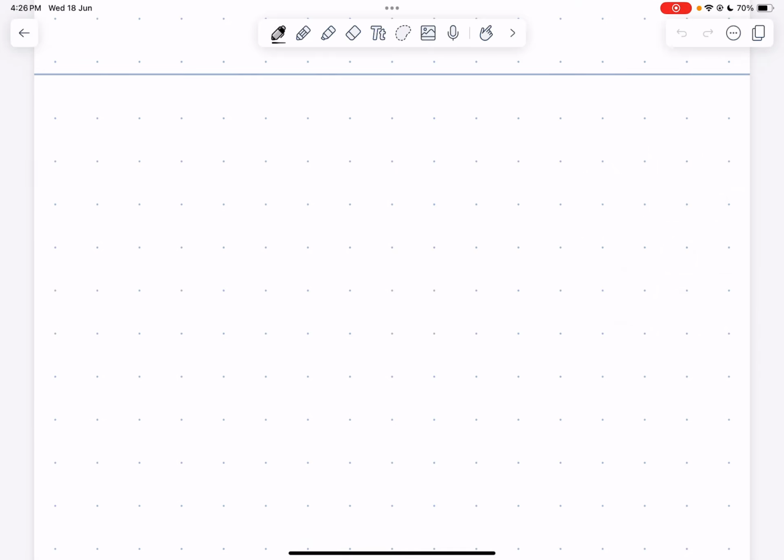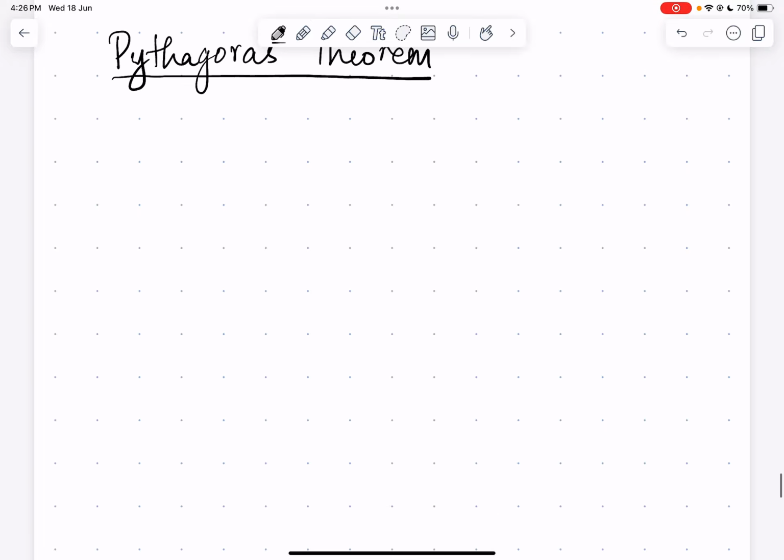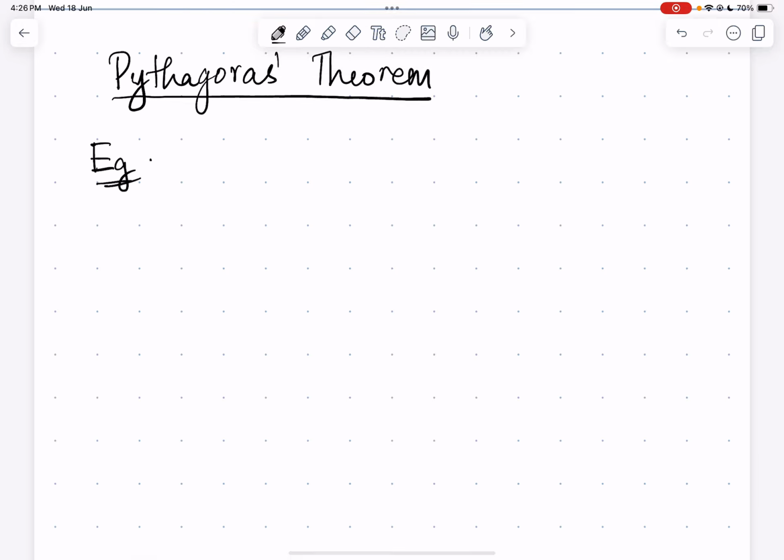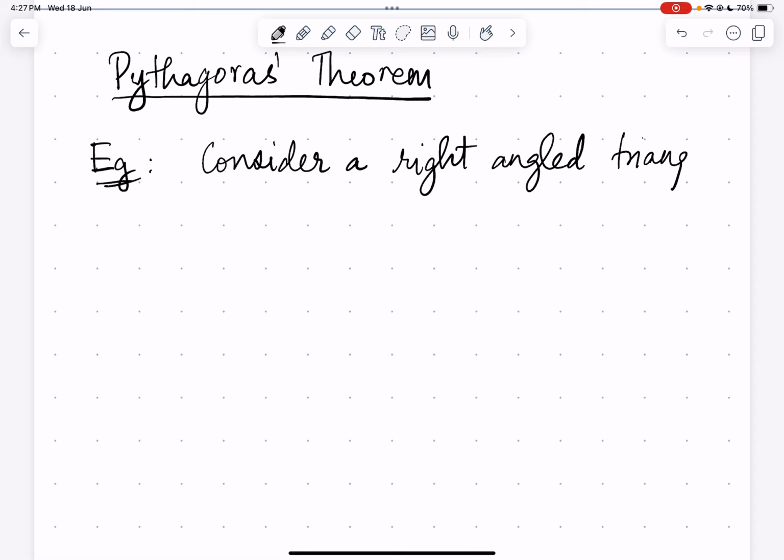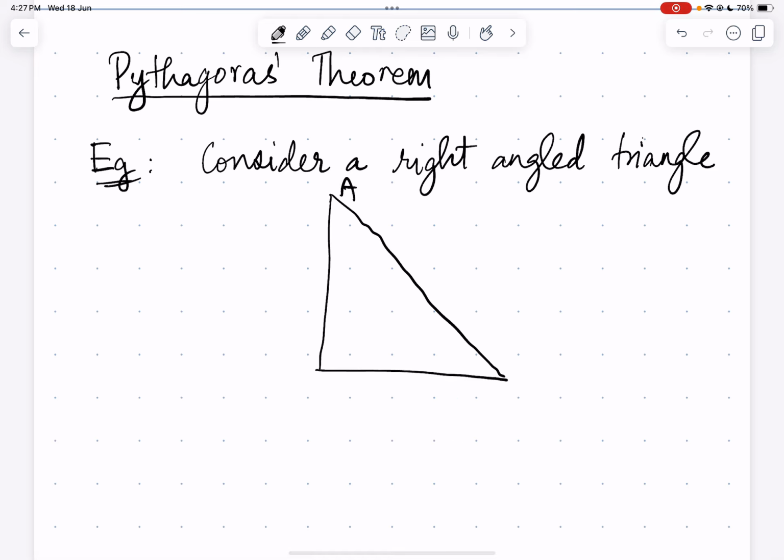Okay, let's continue. We'll study the Pythagoras theorem. So, the problem is this. Consider a right angle triangle ABC, and we have side lengths A, B, and C.